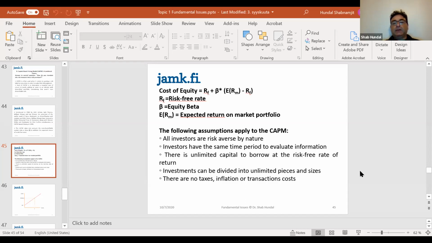There is unlimited capital to borrow at the risk-free rate of return. That's not true, in fact. First of all, it's not right to say that there is an unlimited flow of capital available in the market, and not everybody is able to get this unlimited flow of capital at the risk-free rate. We all know that companies are rated based on their risk, based on several factors.